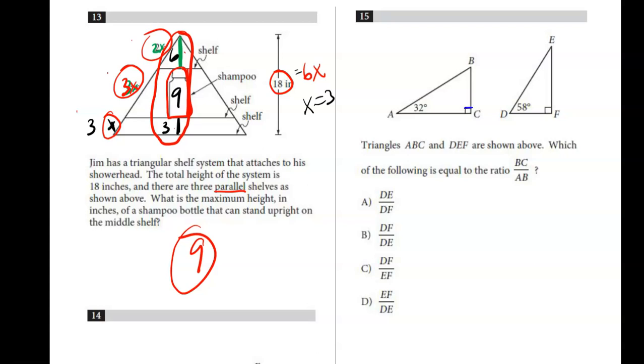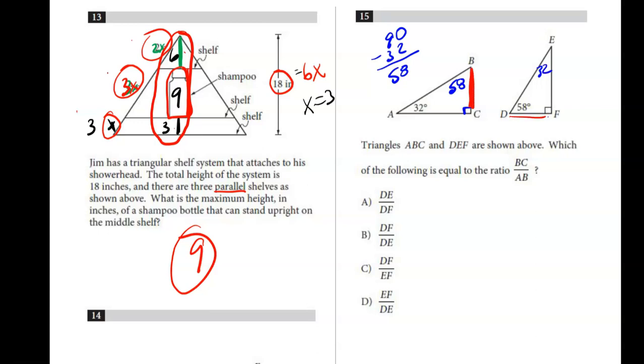If this is 90, and it is, the other two have to add up to 90. So if I do 90 minus 32, I'm going to get 58. Well, if I look at this other triangle, I have a 90 and a 58, so that means this has to be 32. So that means that I have some sides that correspond with each other.